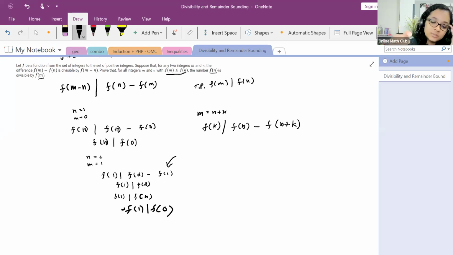Maybe try to do something more with 0. You have f of n divides f of 0. Now, if you get f of n divides f of 0 plus or minus something, then you can say it divides the other thing as well. So maybe try putting in substitutions which give you something like 0.